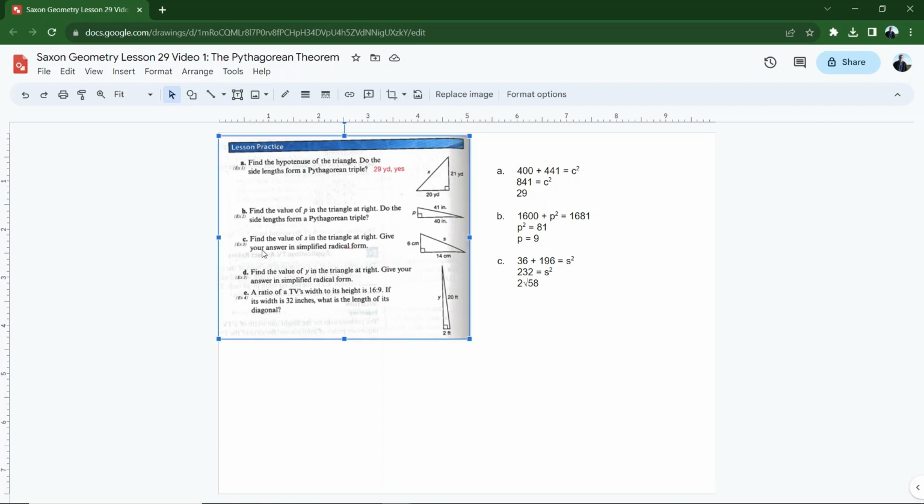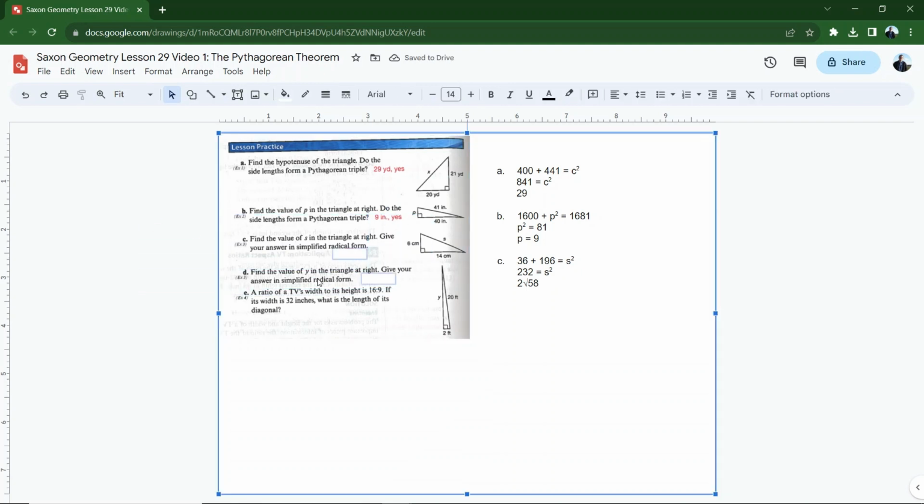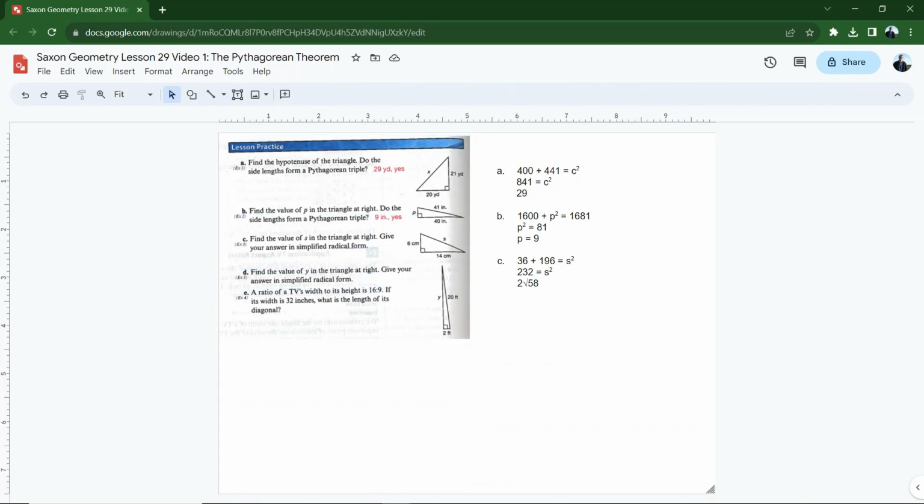Let's just make sure that we answered this one correctly. Here, I got the previous one. And then also, let's find where the answer is. There it was. Okay. Yes, 2 times the square root of 58.